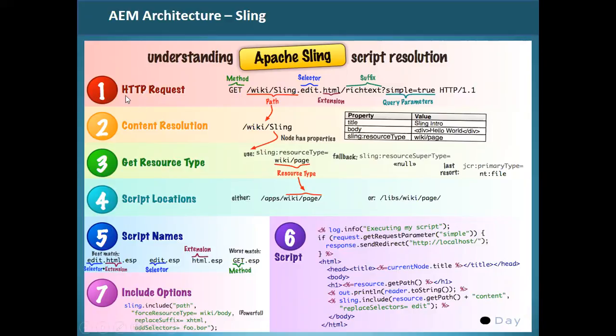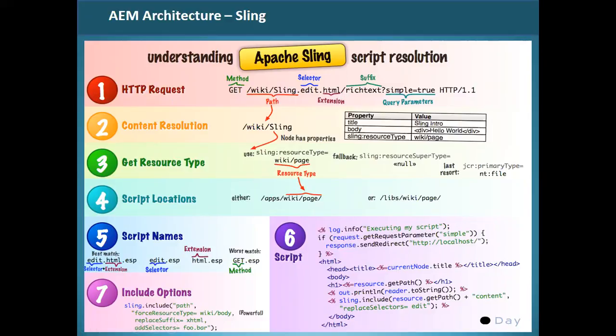We have an HTTP request. What does a Sling job mean? We have an HTTP request, something like this: some GET method, some localhost or any domain name, and after that, wiki/sling.edit.html. Just take it up to this; ignore the next part.